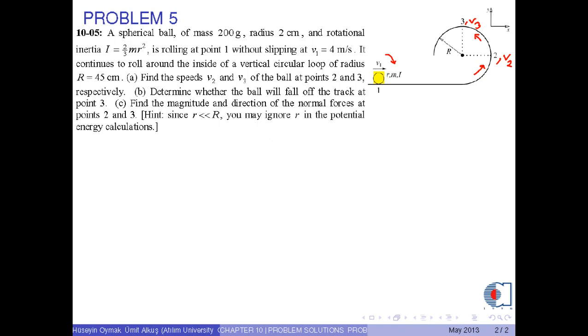A. Find the speeds v2 and v3 of the ball at points 2 and 3 respectively. B. Determine whether the ball will follow the track at point 3. C. Find the magnitude and direction of normal forces at points 2 and 3. Here, since small r is much less than the capital R, you may ignore the small r in the potential energy calculations.